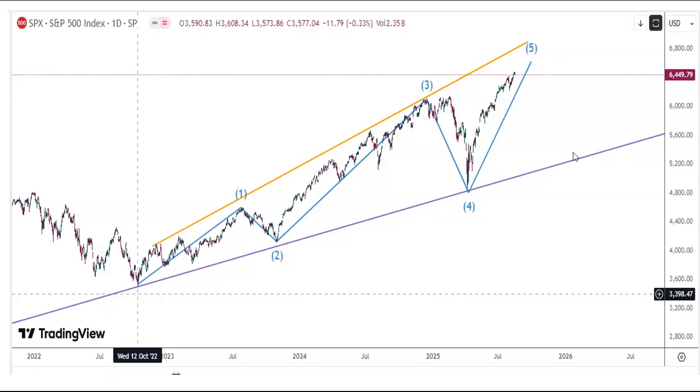So be careful if you are bullish on the S&P 500. Be aware that we are on the fifth cycle. By the way, number four is not touching number one, just to know. Okay, and that's it for today.